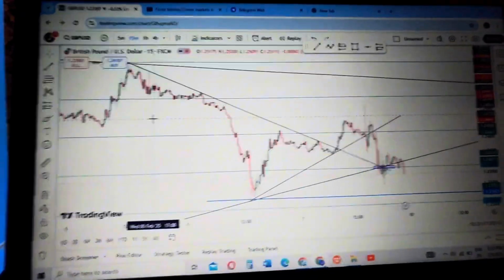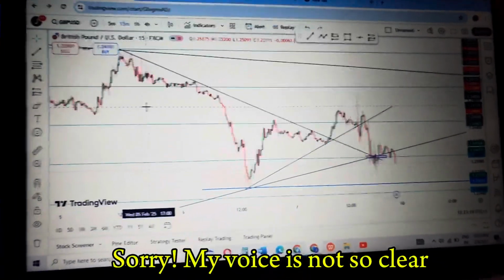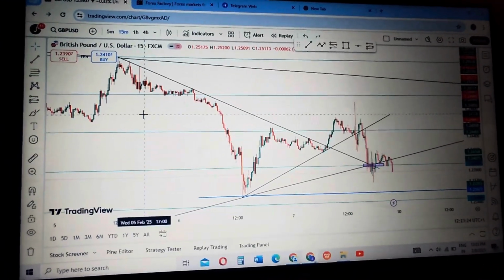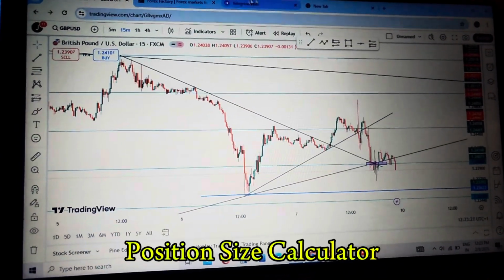So with that said, we all know that you can lose your money if you over leverage. That is why I'm bringing this topic to you, which is the good risk management strategy. So what is risk management? Risk management is the tools that a trader uses to control the risk of trading. Now, the major risk management tool that I use is the position size calculator.